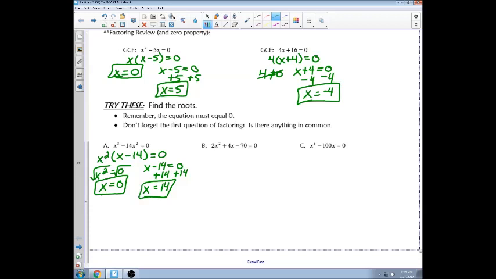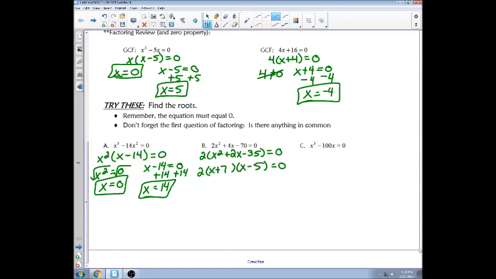On to problem B. Again, I'm going to have a GCF, which would be 2. It would leave me with x squared plus 2x minus 35 is equal to 0 because I took each one of those numbers, divided them all by 2. I am not done factoring with what's inside the parentheses, so it would be 2 sets of parentheses using generic factoring. What multiplies to 35 that can add to 2? That would be 7 and 5, so I'm going to have x plus 7, x minus 5.